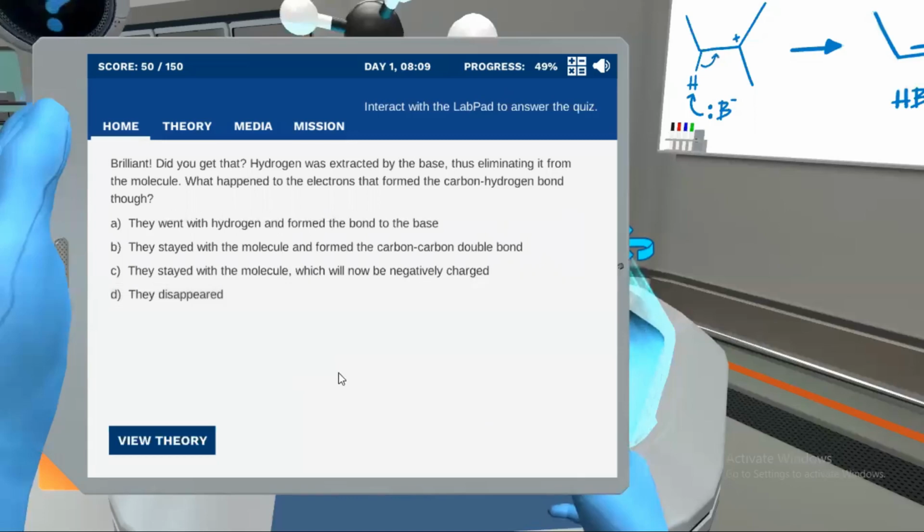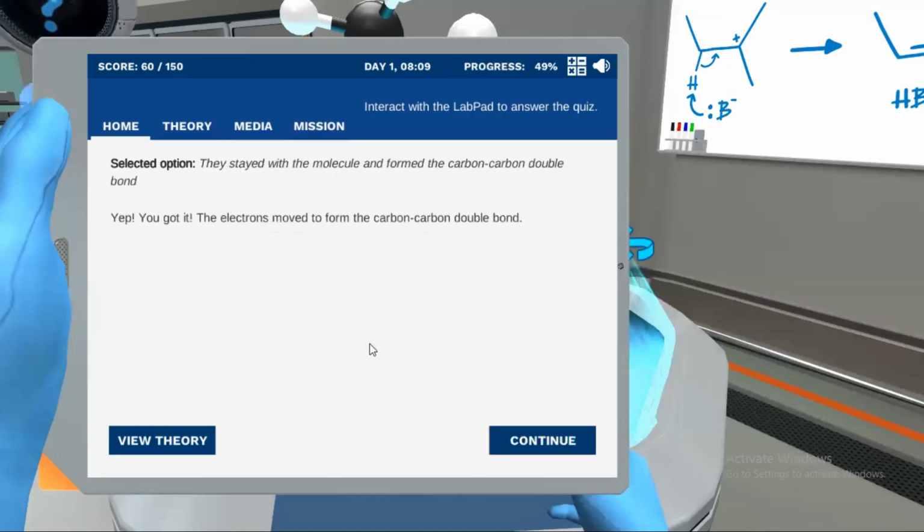Brilliant. Did you get that? Hydrogen was extracted by the base, thus eliminating it from the molecule. What happened to the electrons that formed the carbon-hydrogen bond though? Yeah, you got it. The electrons move to form the carbon-carbon double bond.